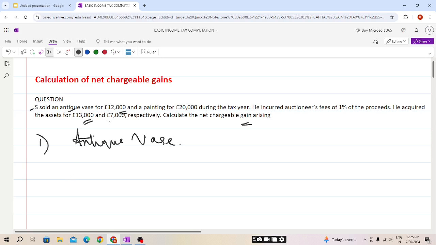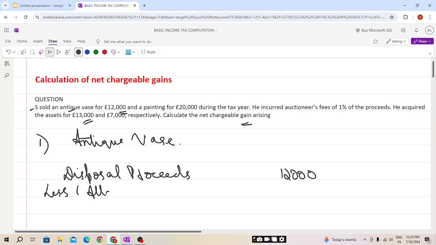The disposal proceeds will be, as we have sold it, 12,000. I hope this is clear. If the transaction was not at arm's length, then we will use the market value. Not at arm's length means if the asset has been gifted or it has been transferred to connected parties. In that case, we'll use the market value. But here it is clearly mentioned it is sold for 12,000. So less allowable selling cost.